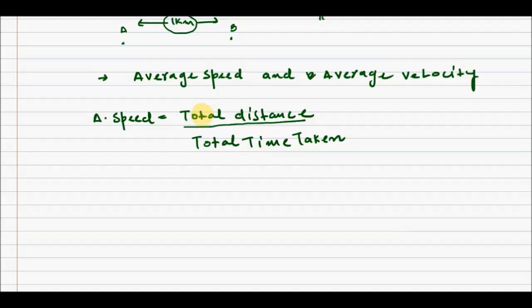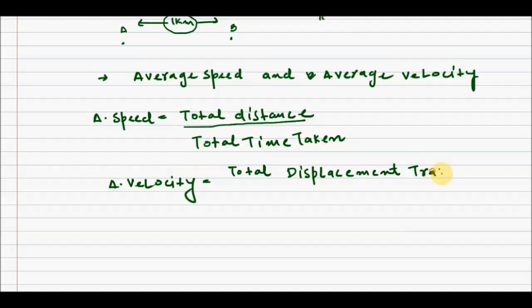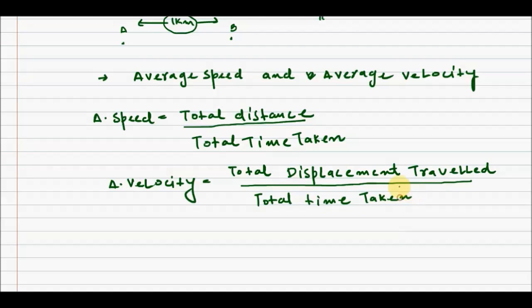Now, let's talk about average velocity. Average velocity is mathematically defined as the ratio of the total displacement traveled by an object to the total time taken in traveling the displacement. So this is how you mathematically define average speed and average velocity.